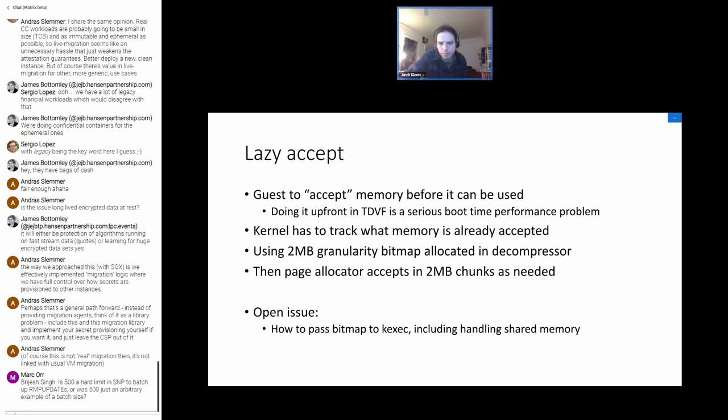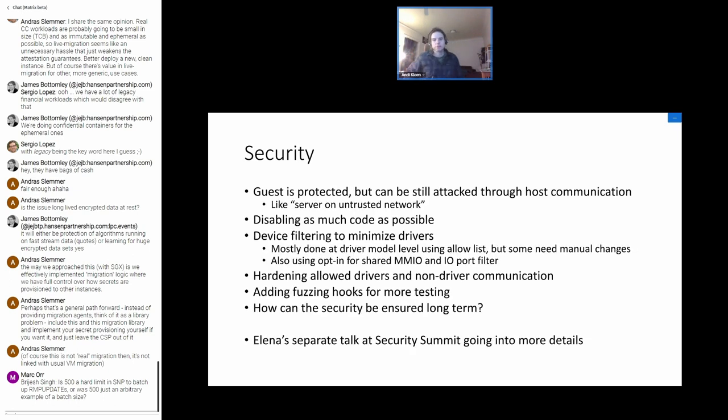Okay. Then next slide. Security. There's, first I should add, Elena has a separate, much longer talk on this, which goes into much more detail, at the Linux Security Summit. But I'm just giving you a high level overview of what we're doing. This is actually one of the largest challenges we have, or the most work.